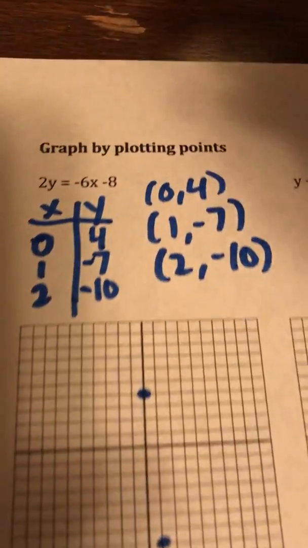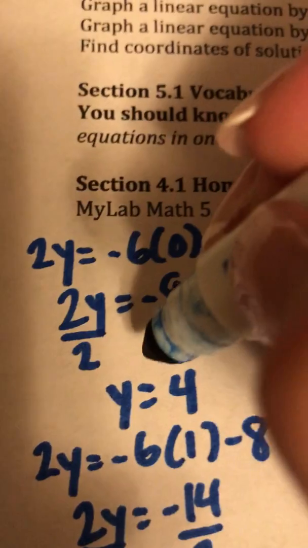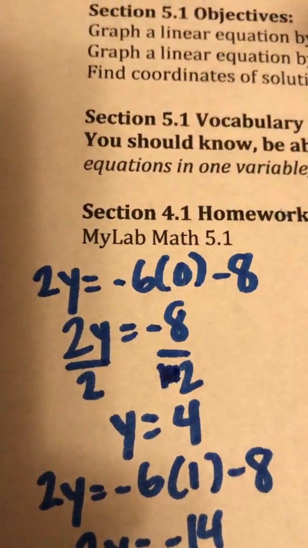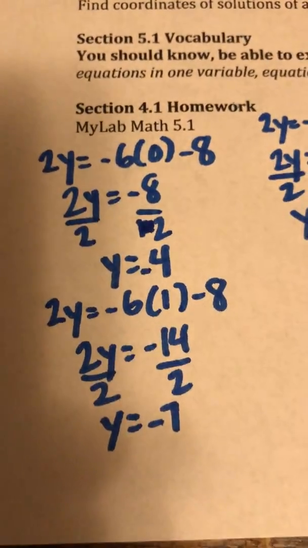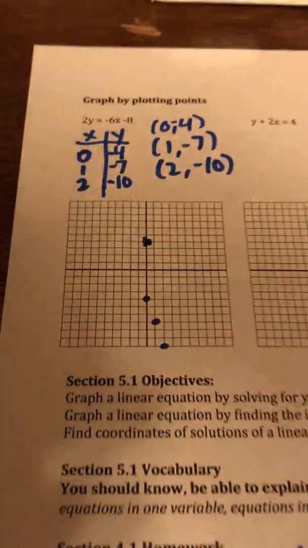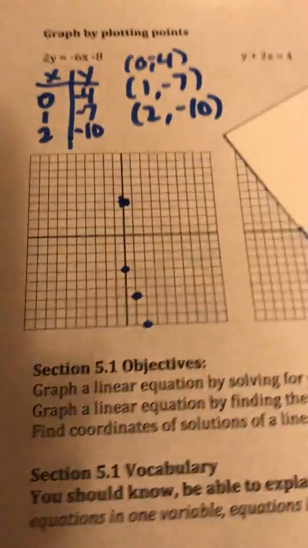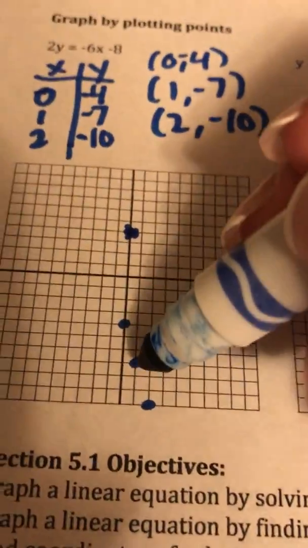I'm sorry. I noticed I made a little mistake here. This was a negative 4. So when we divided our 2, that wasn't a negative 2. So our y value was negative 4. Sorry, that point was incorrect. It was 0, negative 4. Okay, that's better. That other point just didn't really make sense with our graph. So now we have 0, negative 4, 1, negative 7, and 2, negative 10.